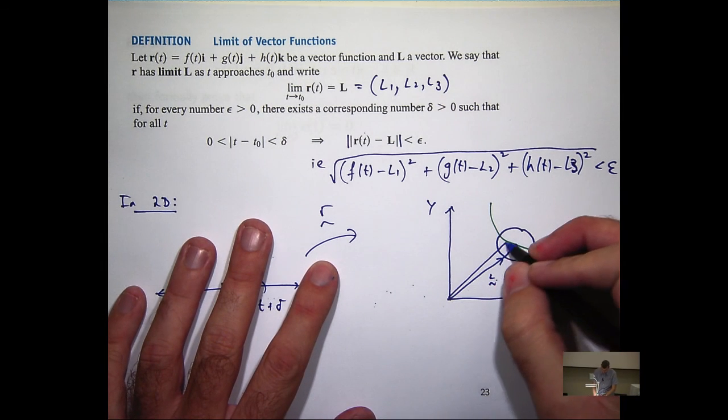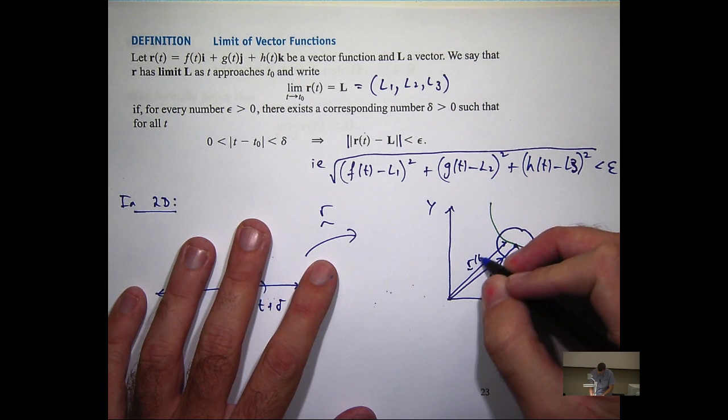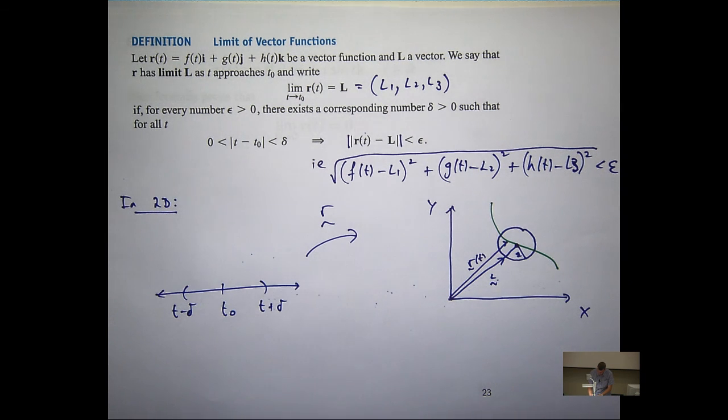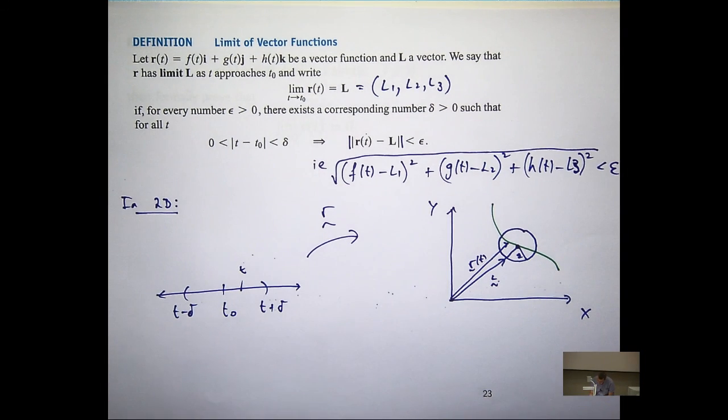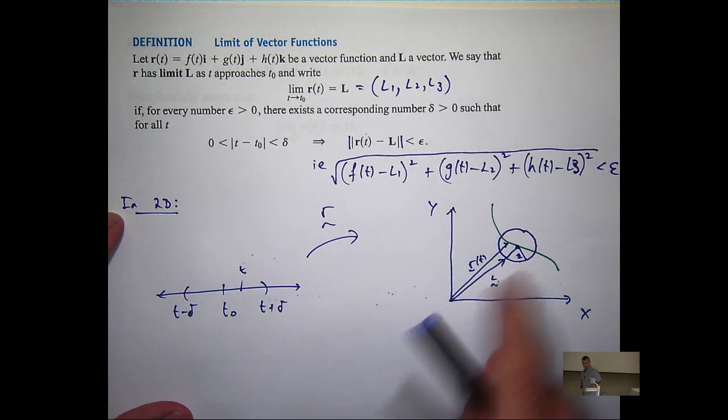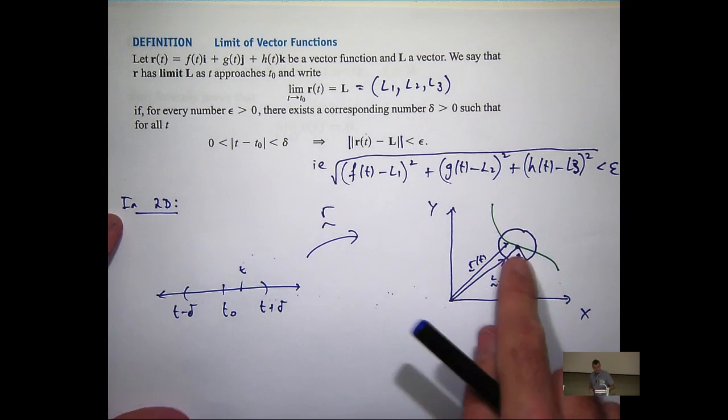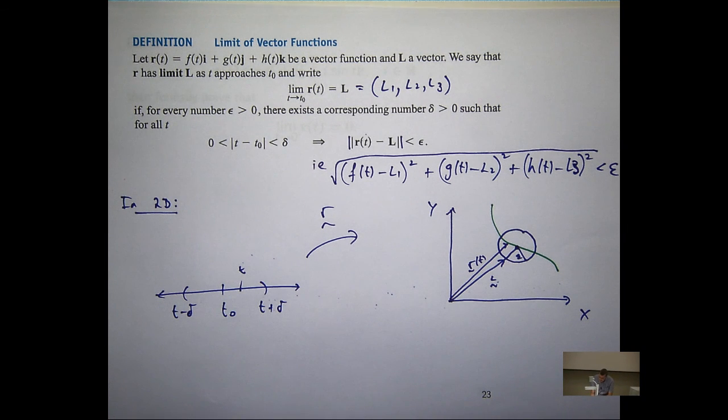So that t there might refer to some t point here or something like that. But the point is, for all t in this interval, the curve, the green curve, will stay within a corresponding circle. That's it. That's all it is. Okay? Now, it'll take you a little while to get used to that definition, and mostly we're interested in just computing limits rather than getting wound up with epsilons and deltas and things like this.